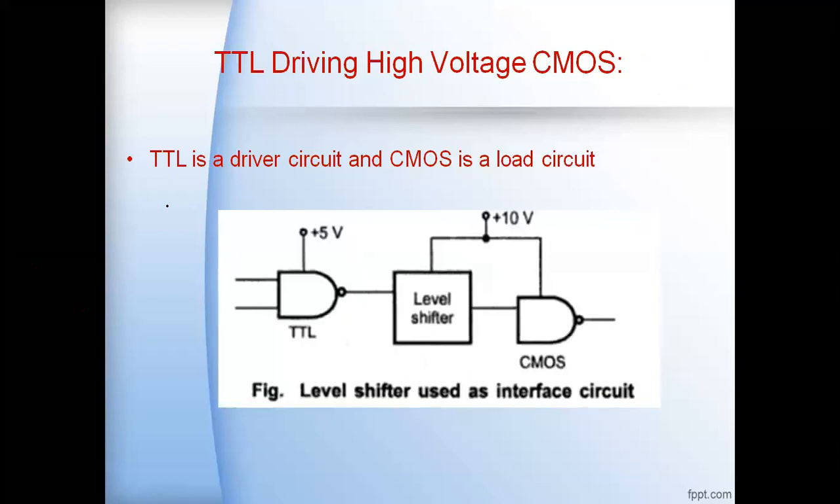So in this same circuit, the TTL is a driver circuit and the CMOS is a load circuit here. Now see what is the difference between the first alternate and second alternate. In the first alternate, we have used a buffer circuit, a TTL buffer circuit. That buffer circuit is producing the high voltages for handling the CMOS circuits. But now in this case, we are using the level shifter.